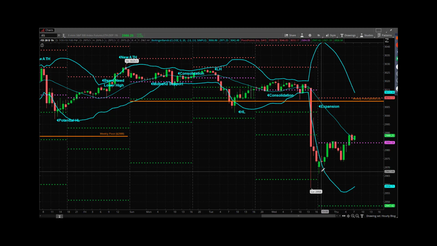Hourly chart. Consolidation, little bit of expansion. Consolidation, big old expansion. So there's 58. You can see it's been building higher lows. We got short after the Fed against the pre-FOMC price, which is 30.16. It never got back there.